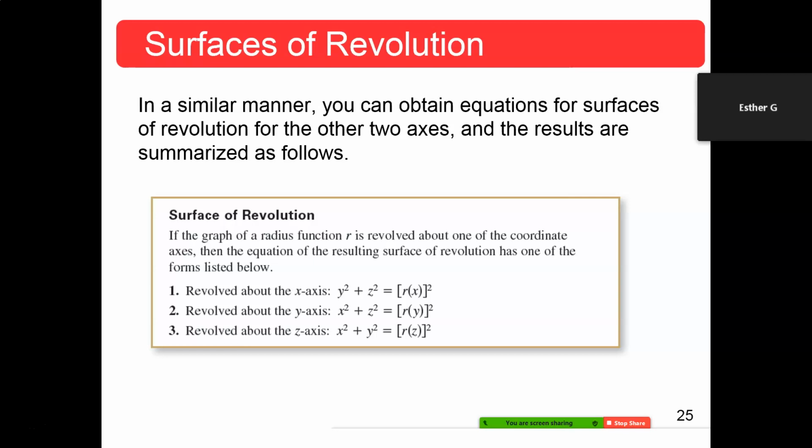If the graph of the radius function r is revolved around one of the coordinate axes, then the equation of the resulting surface of revolution has one of the forms listed below. If it's revolved around the x-axis, leave off the one you're revolving around: y squared plus z squared is equal to r of x squared. If it's revolved around the y-axis, it's x squared plus z squared equal to the radius as a function of y squared.